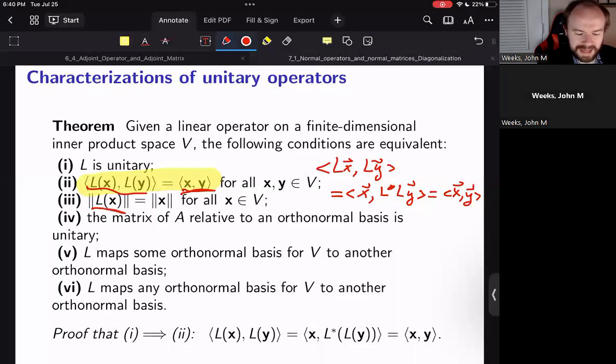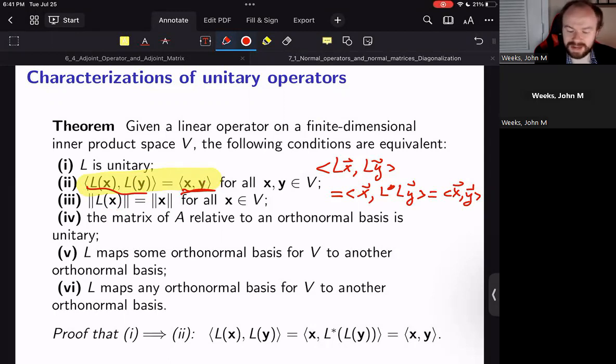This in particular applies to L of x by itself. If I just replaced y with x here instead, I would get part 3 for free, because I could just say L of x comma L of x, that inner product, is the norm of L of x squared, as is the inner product of x and x, which is the norm of x squared. So that gives us what we're looking for there.